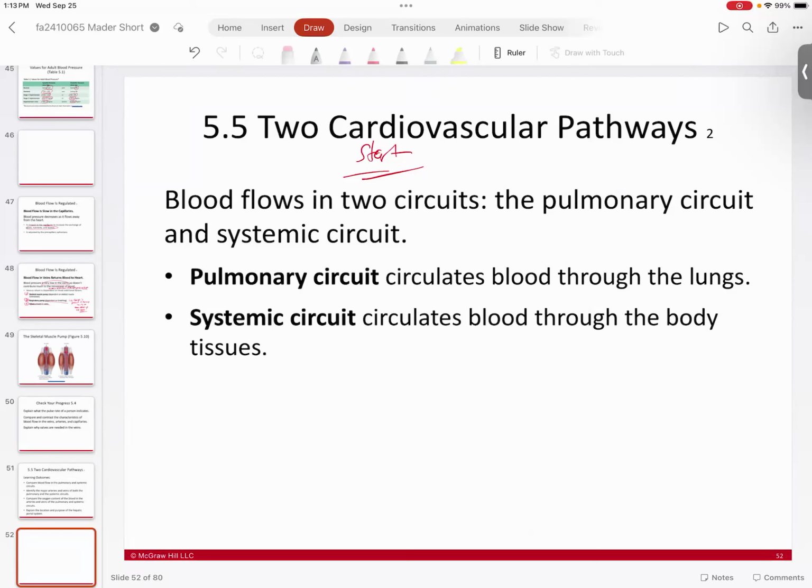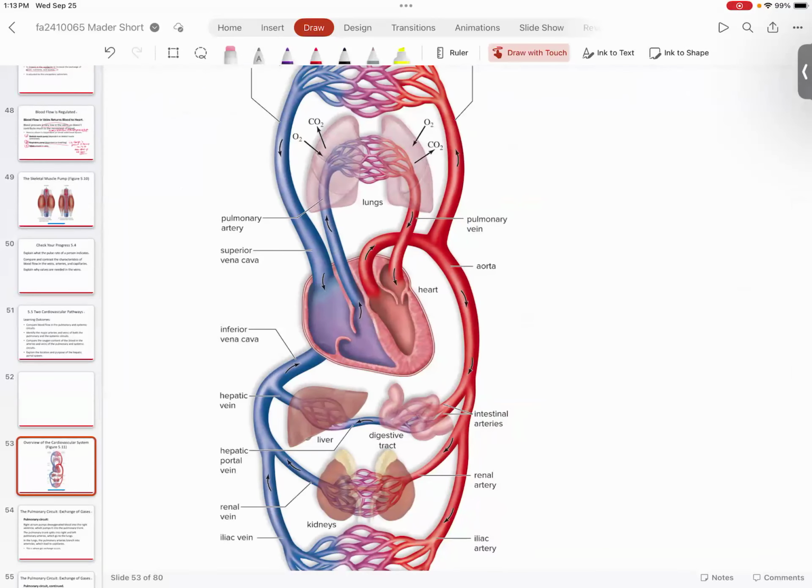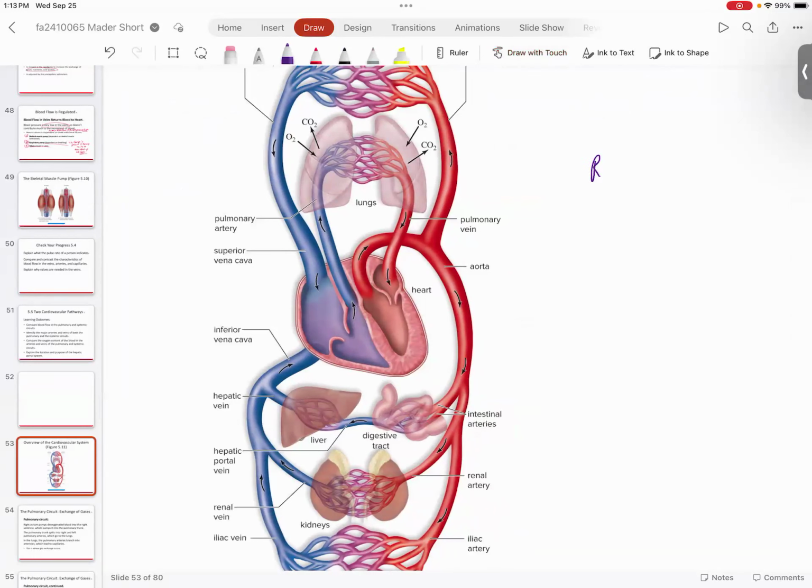So basically the pulmonary circuit's job is to circulate blood to the lungs. That's the right side of the heart. And then the systemic circuit circulates blood through the rest of the body. And this is kind of what it looks like. So here's your right and left side. So basically you have your right side, which is your pulmonary, and your left side, which is your systemic.